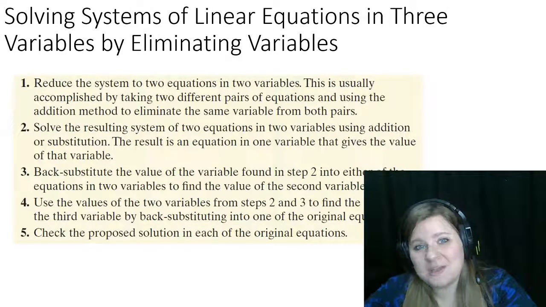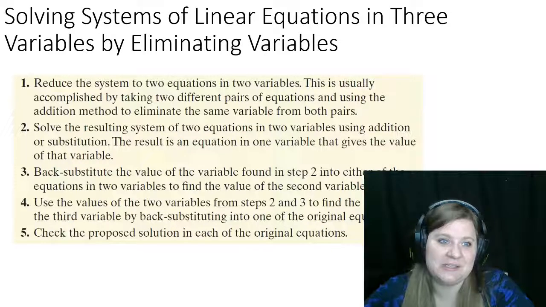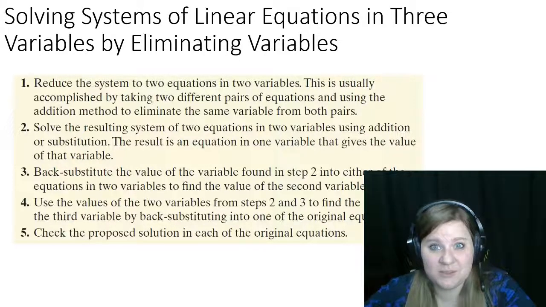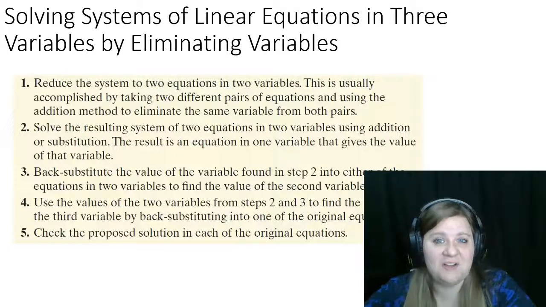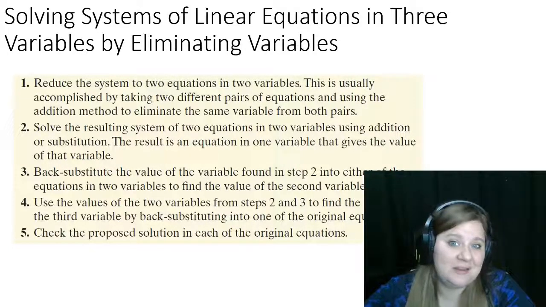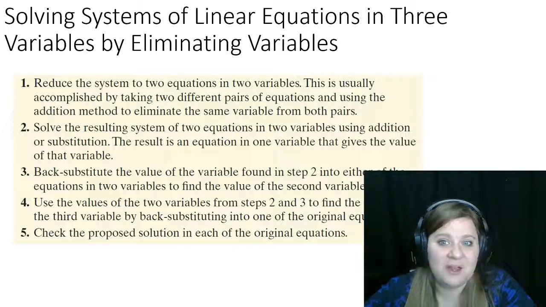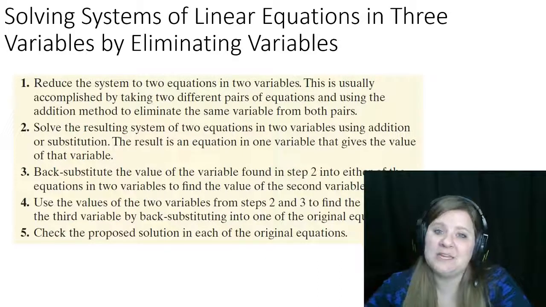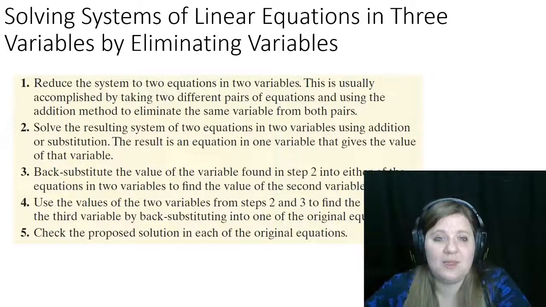Now, how do we solve these types of equations? Well, the first thing you need to do is reduce the system to 2 equations with 2 variables. So basically, get rid of one of the letters. Then you're going to be able to solve what's left over, like we did in the previous section. Okay? So you're going to be able to use addition or substitution at that point.